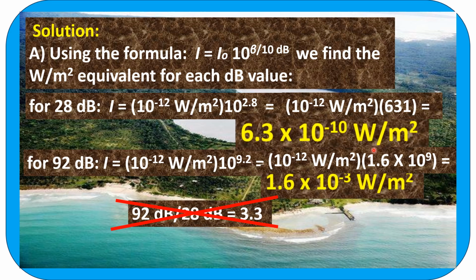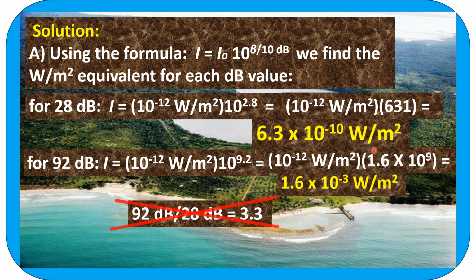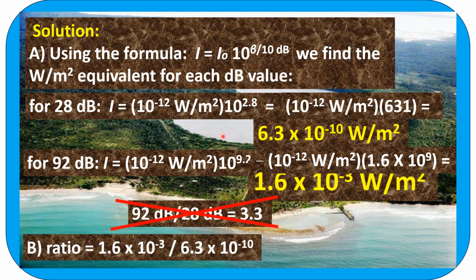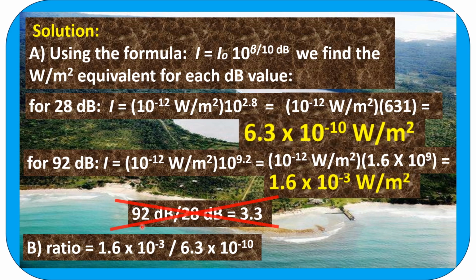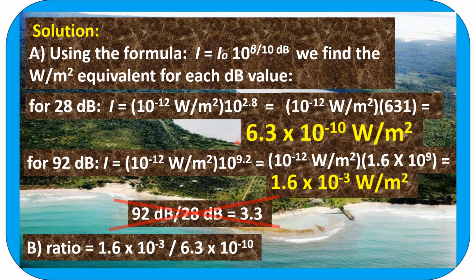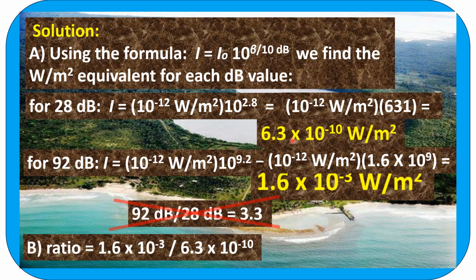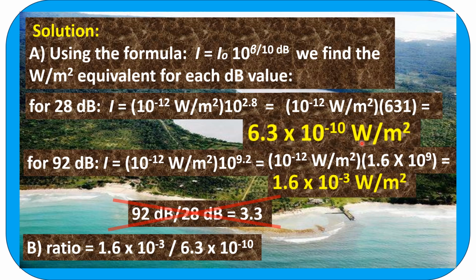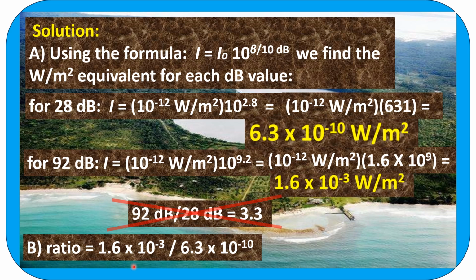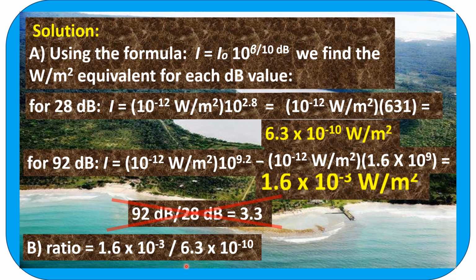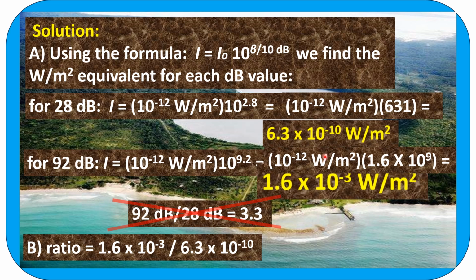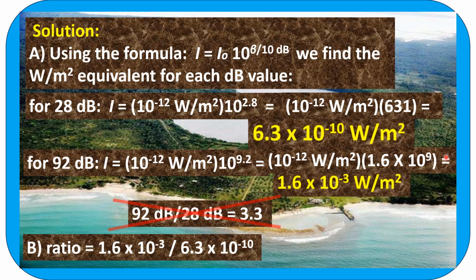So what is correct is for you to divide the intensity we obtain in letter A. All right. How many times is 92 decibels more intense compared to 28 decibels? Okay. What we will divide is the intensity equivalent of 92 decibels. That is 1.6 times 10 to the negative 3 watts per meter squared, and divide it by the intensity equivalent of 28 decibels, which is 6.3 times 10 to the negative 10 watts per meter squared.